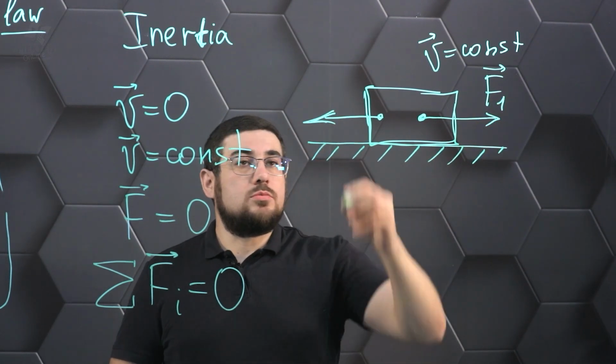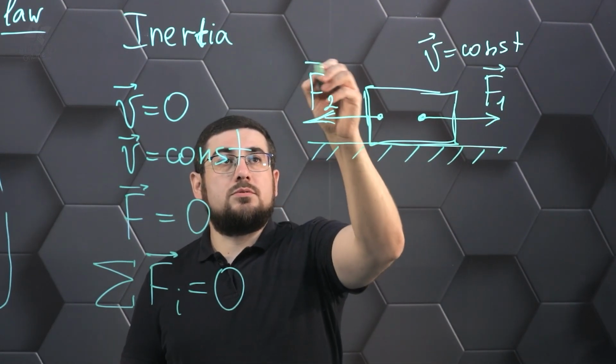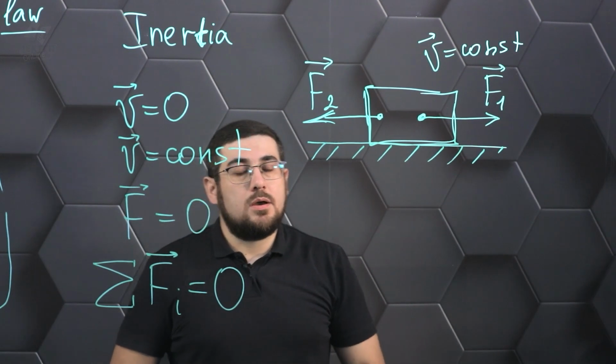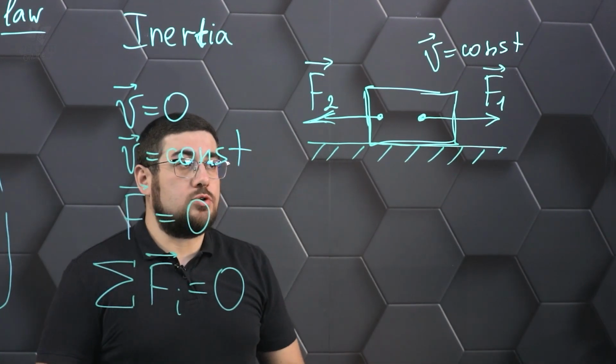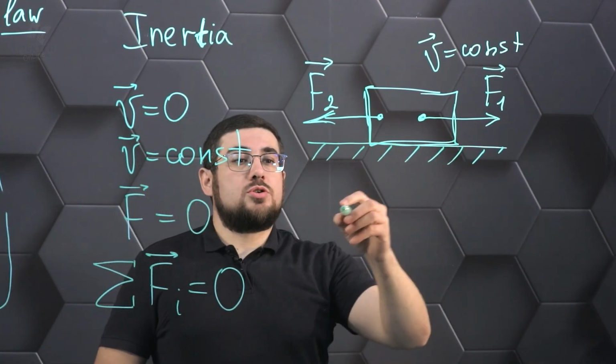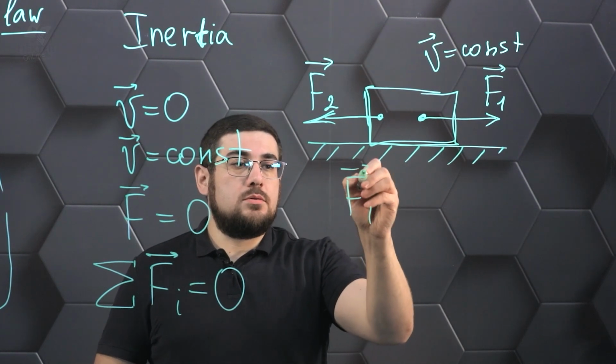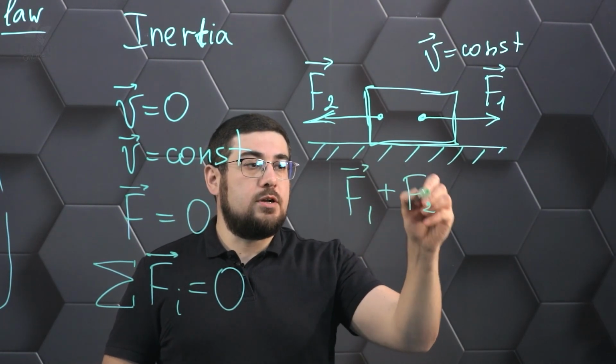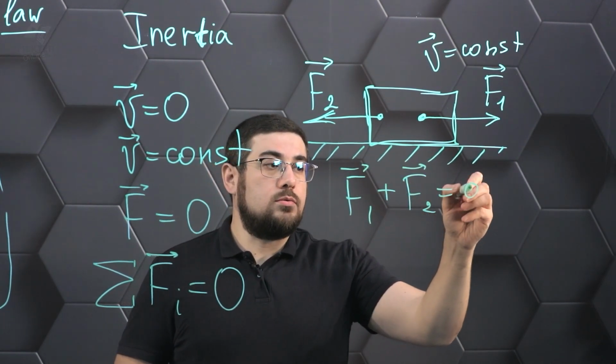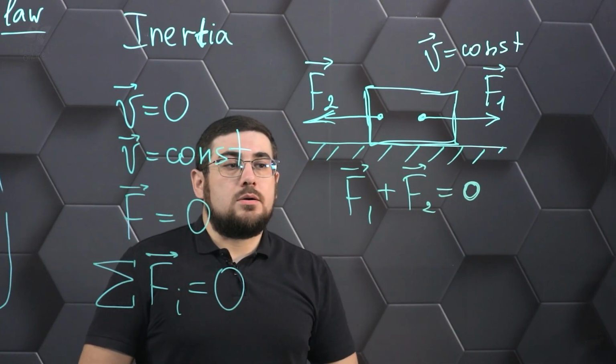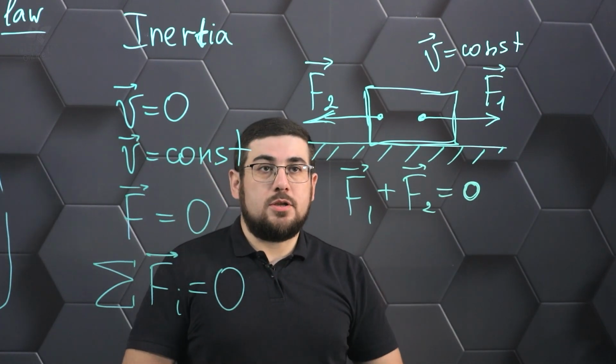Let's say our force is F1. There's a certain force F2. You and I will also learn about its nature a little later. And so we can say that the vector sum of these two forces is 0. The result of this motion will depend on that.